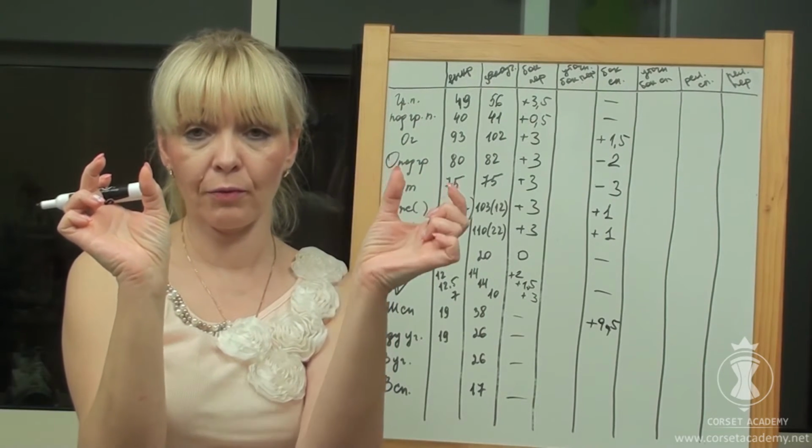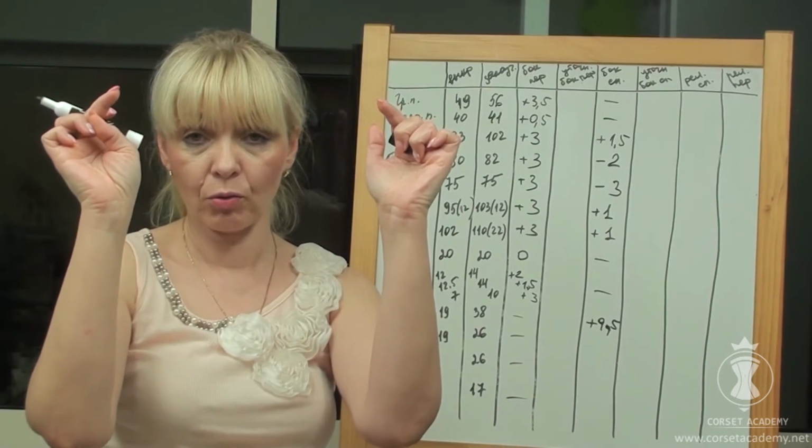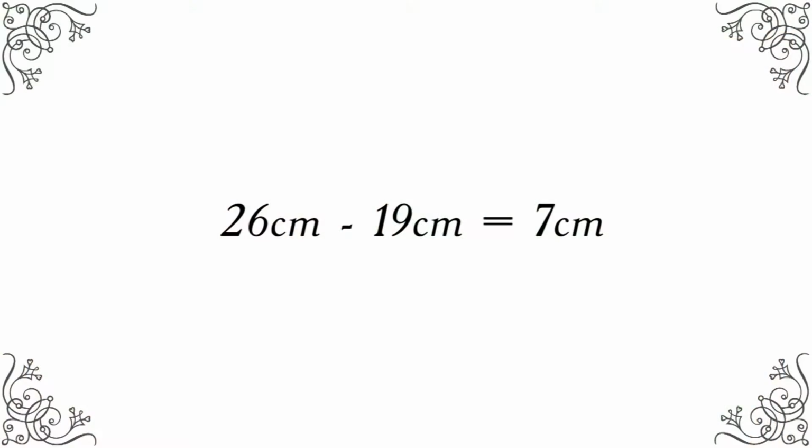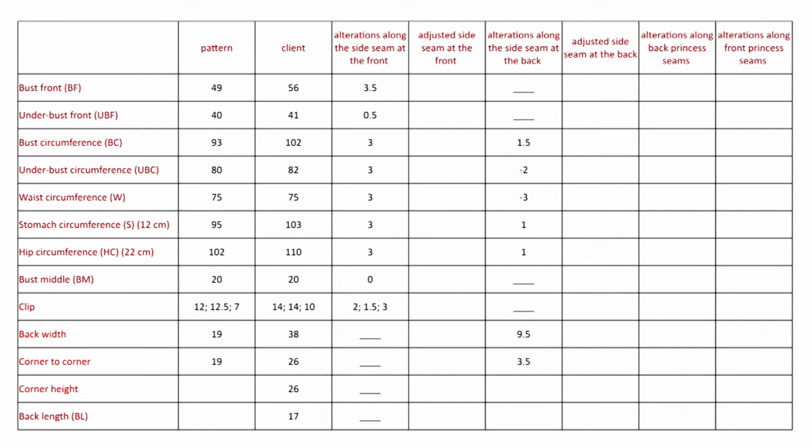The task is to calculate the value by which I need to shift the princess seams to achieve the desired configuration of the corner. 26 centimeters minus 19 centimeters equals 7 centimeters. I divide it in half and get 3.5 centimeters. It's the value I'll need to mark from the princess seam toward the side edge of the side back piece. It defines the location of the vertical line on which the top point of the corner is supposed to lie. I write 3.5 centimeters in the table.